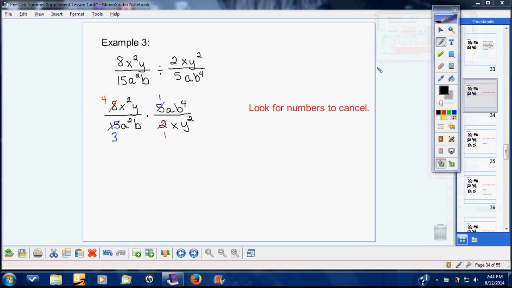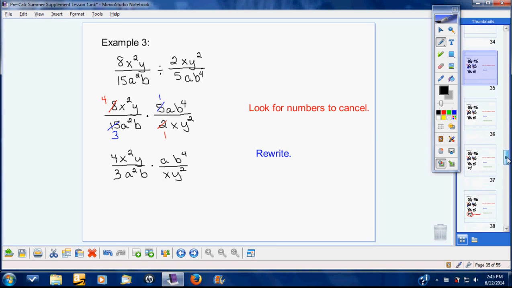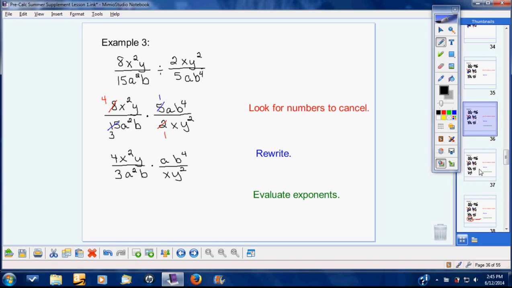Now, after you've looked for the things to cancel, you should always rewrite it so that now you've got 4x squared y. Get rid of all of the extra things that you've just canceled out. Then you look for variables to cancel out. Check the exponents. You're going to do your subtracting as needed. So here we have x squared and x. That leaves you with 1x up top.